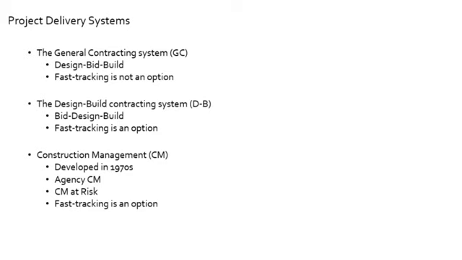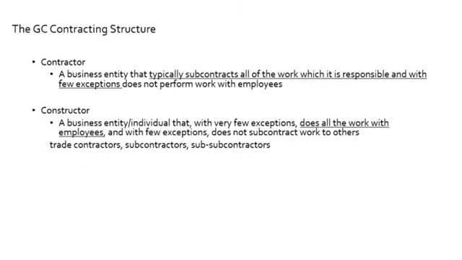So this is where typically one entity would provide both the design and the construction of the building, and fast tracking is an option here. And then the construction management system, developed in the 1970s. There are two different variations, agency CM and CM at risk. Fast tracking is an option here, and there are a couple of slides explaining this kind of hybrid system, so I'm not going to say anything more about that now. Move on.